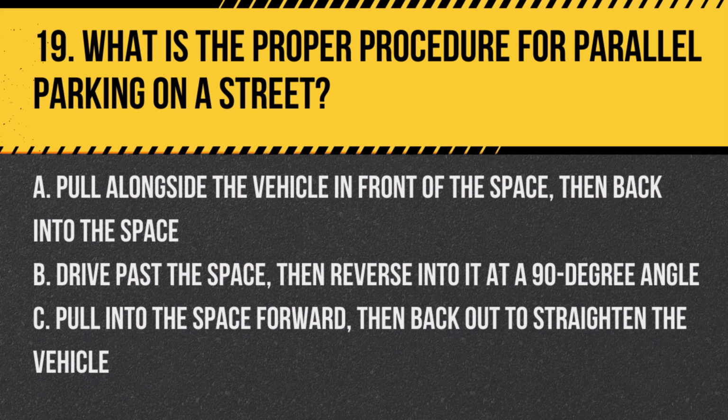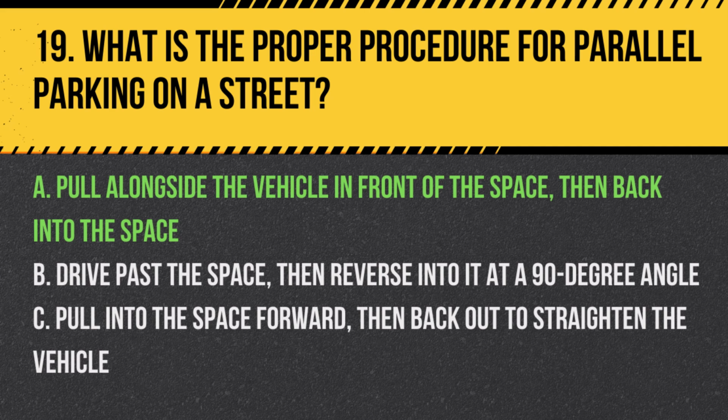Question 19. What is the proper procedure for parallel parking on a street? A. Pull alongside the vehicle in front of the space, then back into the space. B. Drive past the space, then reverse into it at a 90-degree angle. C. Pull into the space forward, then back out to straighten the vehicle. Answer. A. Pull alongside the vehicle in front of the space, then back into the space.